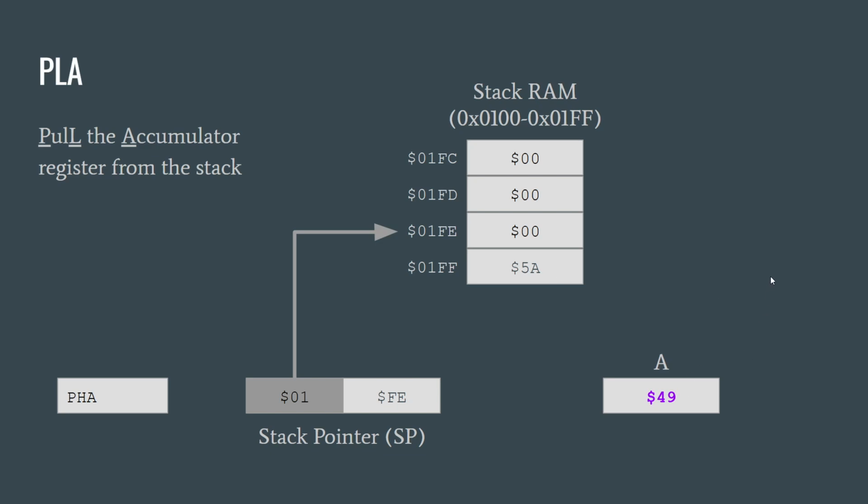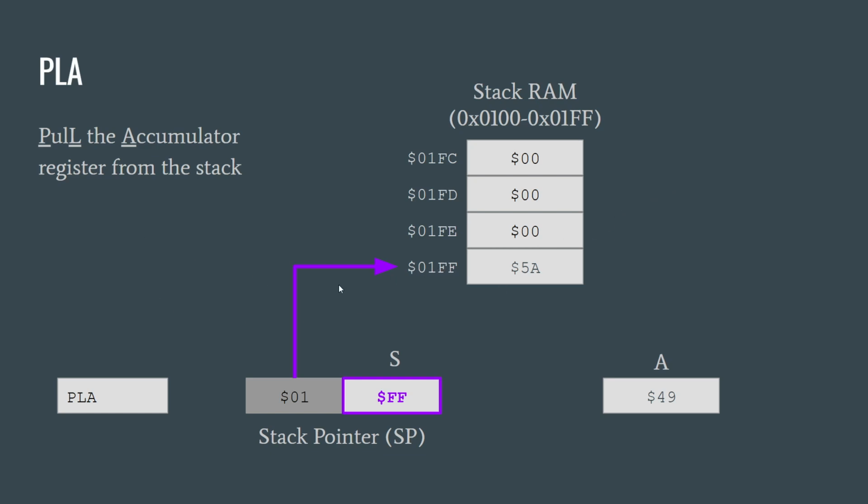So what's going to happen, this is wrong over here. This should say PLA. We'll issue a PLA instruction. I fixed it. And the first thing that the device will do is that it'll increment the stack pointer. And that will move the stack pointer back to 1FF.